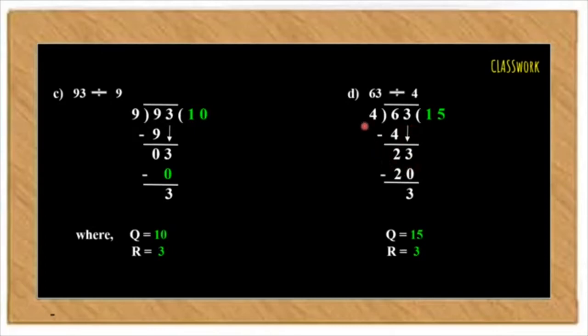We know that 23 is not found in the table of 4. Therefore, we look for a number which is just smaller than 23 in the table of 4. So, we get 4 multiplied by 5 giving us 20. On subtracting, we get 3 as the remainder, such that the final quotient is 15 and remainder is 3.